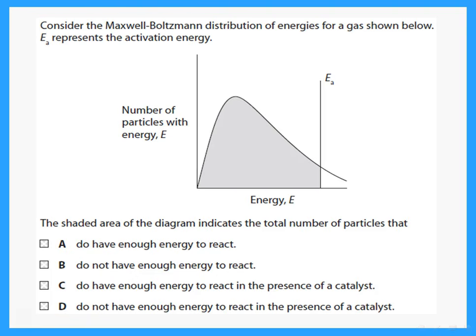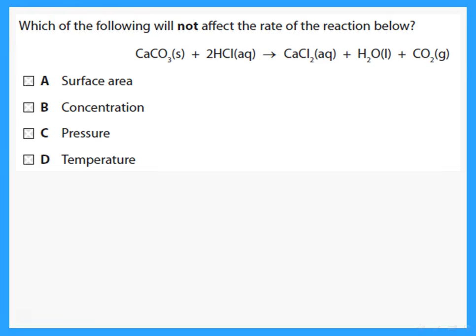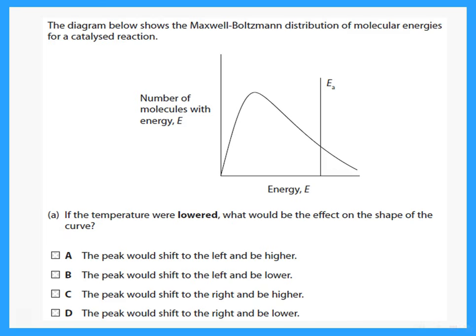Consider this Maxwell-Boltzmann distribution curve. The shaded area of the diagram indicates the total number of particles that what? He's shading the part before the energy of activation. So these are the number of particles that do not have enough energy to react. Okay? Which of the following will not affect the rate? So which one does not affect the rate of this reaction? Pressure, because we're not talking about gases.